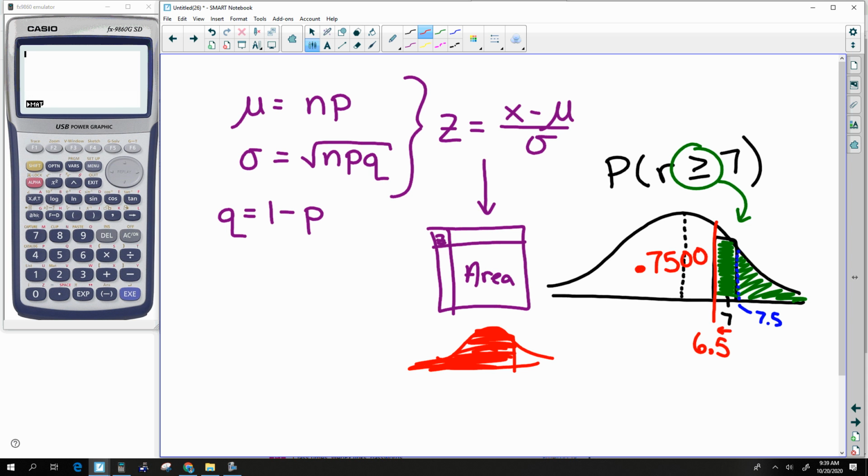I want that area of the green shaded region. So this would be a scenario in which I would have to take 1 minus the area to the left, and I would get the area to the right. So that would imply that that would be 0.25. Okay? Sometimes you do want the area to the left, sometimes you don't. That's why it's important to make a picture to identify what problem you're actually solving.